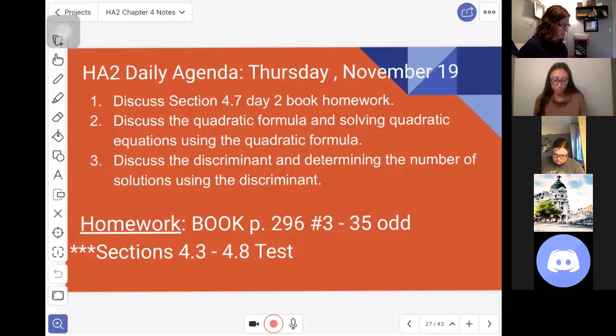Looking forward, your sections 4.3 to 4.8 test is Tuesday. Tomorrow we will be reviewing, Monday we'll be reviewing, and Tuesday is your test. So today's the last bit of new information you're going to get, and then we will review, and then test. So get that homework out. We are going to look at a few things on there.